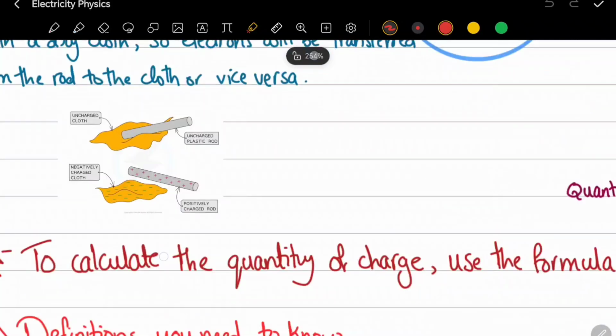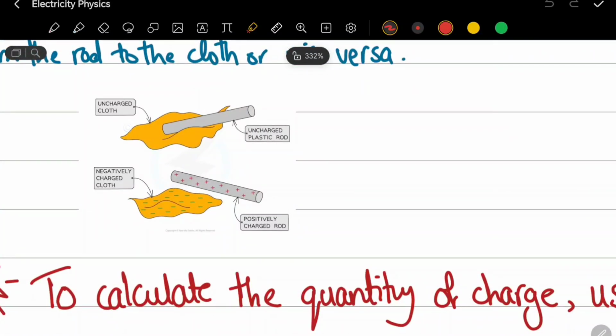For example, in this one, we have an uncharged cloth and an uncharged plastic rod. What happened here is that the rod became positively charged and the cloth became negatively charged. The reason is that the positively charged rod has lost electrons, which have been transferred to the cloth. This caused more electrons to be in the cloth, and now the cloth is negatively charged.